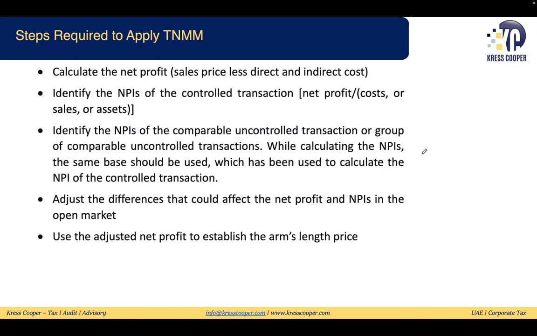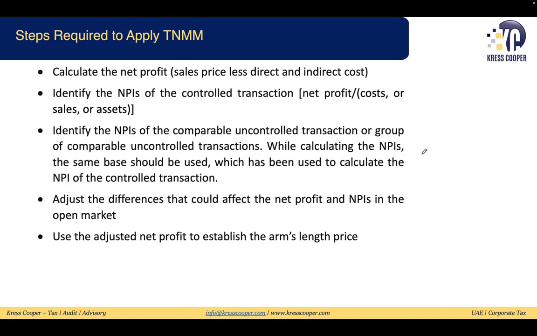Then identify the NPA of the controlled transaction. We know NPA is equal to net profit divided by base. This base can be cost, it can be assets, it can be expenses. It can be sales as well. Now you have the NPA of the controlled transaction.